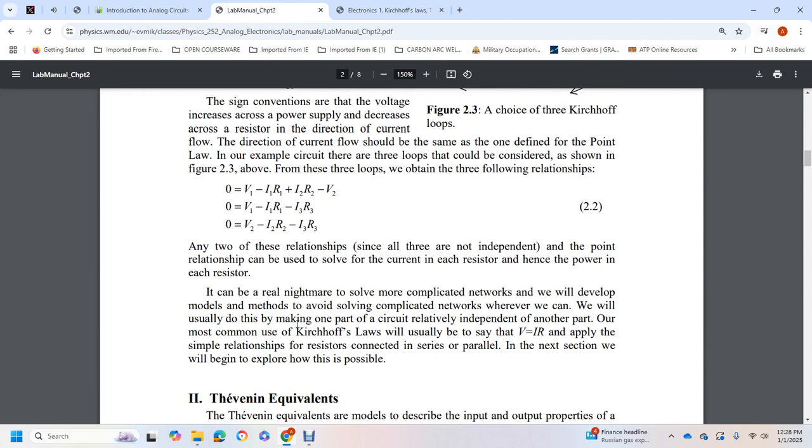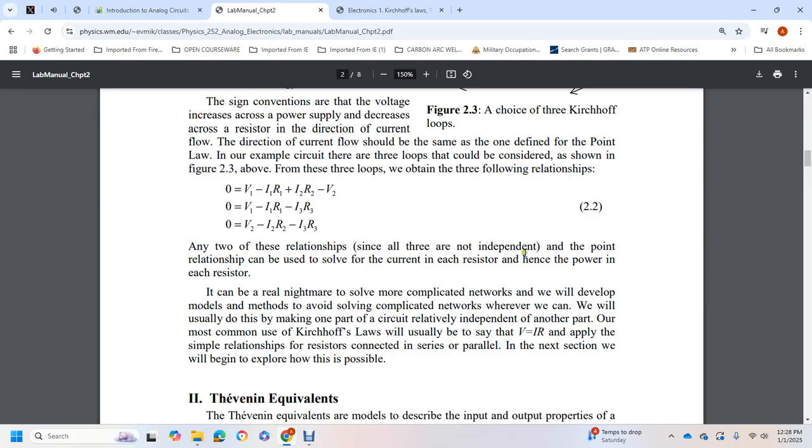These relationships are not independent of the relationship between the currents through each of the resistors, and hence the power of each of the resistors. It would be a real nightmare to solve complicated networks, so we develop models and methods to avoid complicated networks whenever we can.